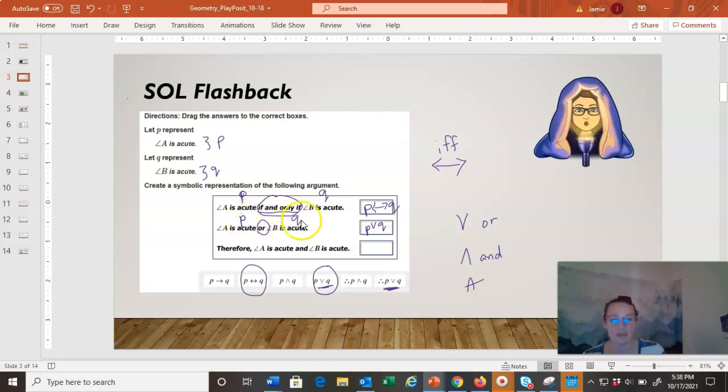A acute, B acute. Therefore, oh, that's it. So it can only be one of these 2. So it says A is acute and B is acute. So it has to be this one. Therefore, P and Q.